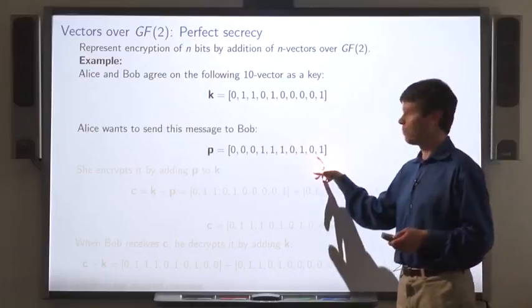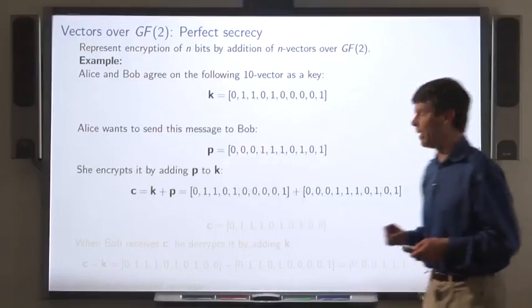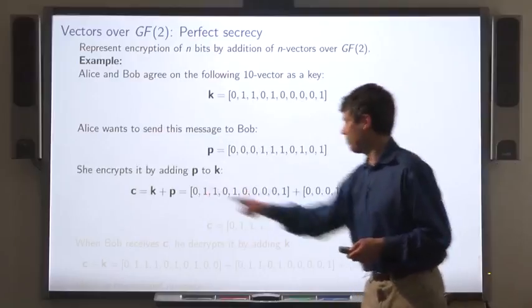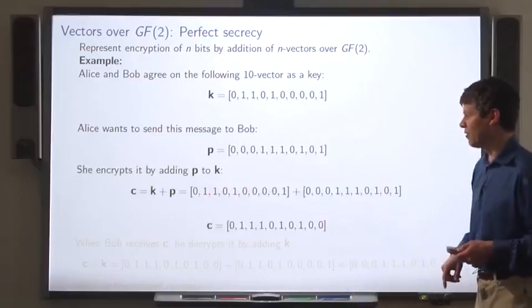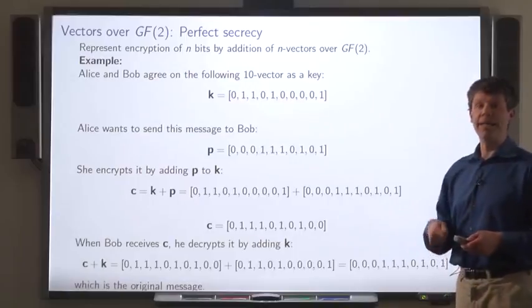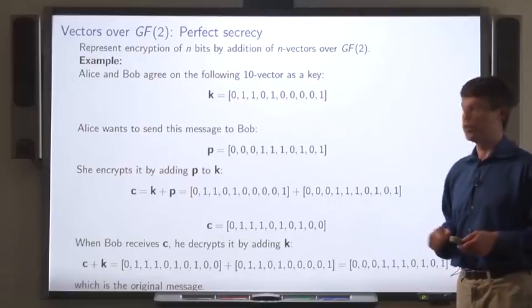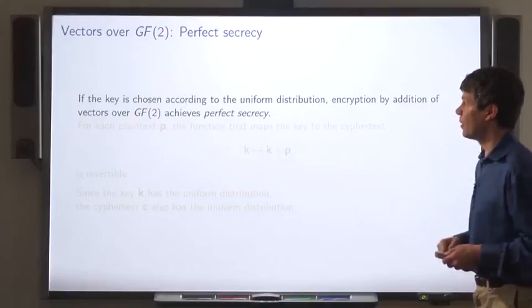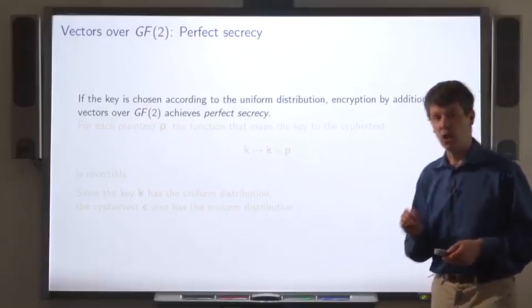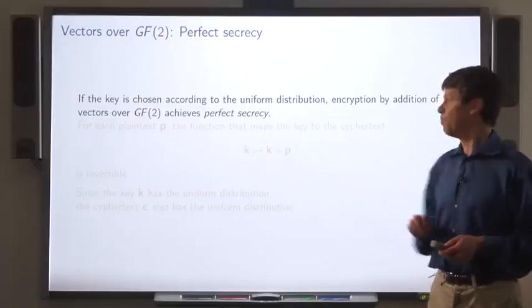Here's the plain text. She encrypts it by adding P and K, the plain text to the key, to get the ciphertext. So here's the ciphertext. When Bob receives C, he can decrypt it by subtracting, which is the same as adding, the key. And he gets back the original message. Now, I claim that if the key is chosen according to the uniform distribution, this scheme is perfectly secret.